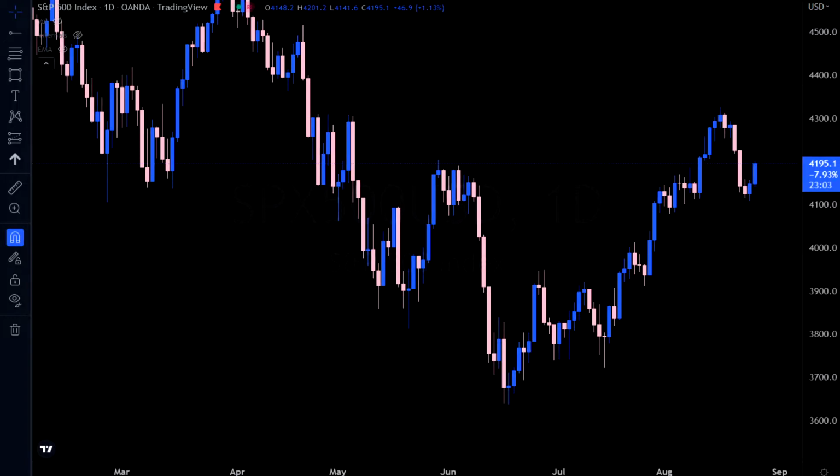But since some of you guys have asked me how I have my TradingView set up, I'll quickly show you guys, and then I'll talk about how I set my levels that I'm watching, supply zones, demand zones, and all that good stuff. So yeah, let's not waste any time. Let's jump right into it.